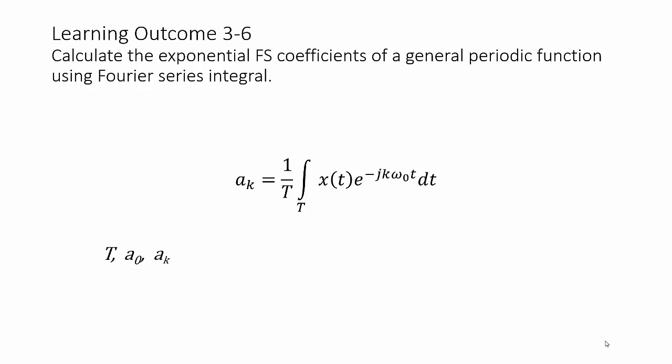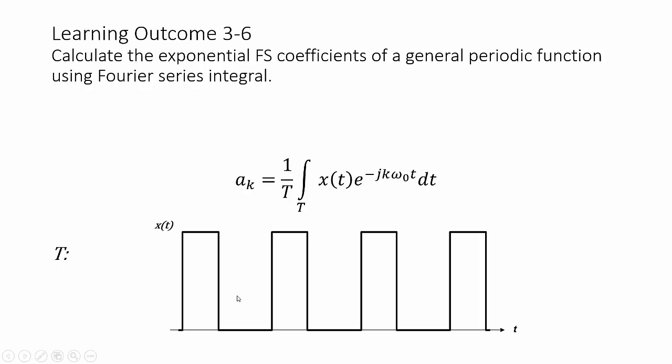When we want to do that, we will use this formula, the Fourier series analysis integral. This is equation 3.39 in your text on page 191. In order to use this, we need to know about T, a0, and ak. We'll start with T. T is the period of our periodic function, the smallest distance it takes for a function to repeat itself. That will determine our value for T.